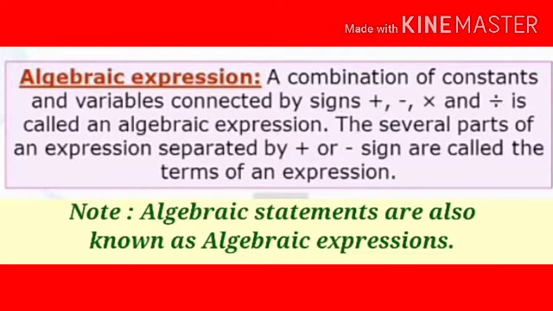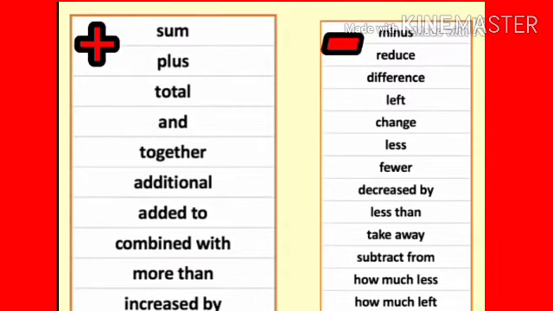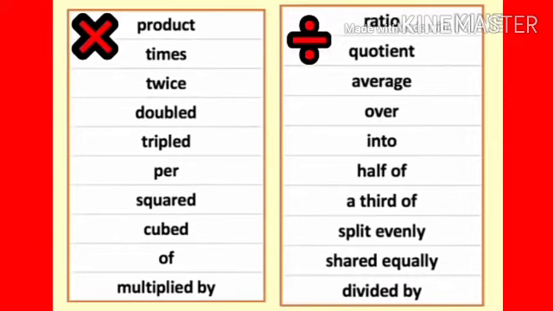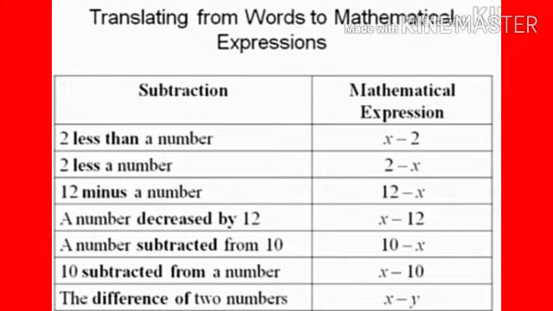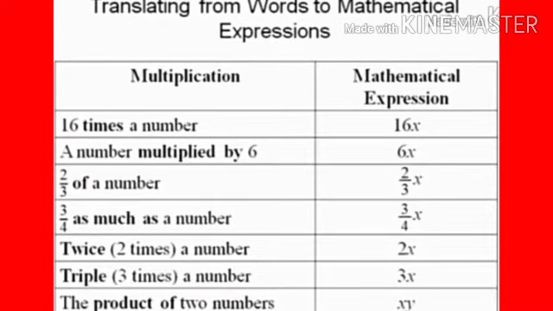A combination of constants and variables connected by signs plus, minus, into and divided by is called an algebraic expression. Several parts of an expression separated by plus or minus sign are called the terms of an expression. Note, algebraic statement is also called an algebraic expression. Students, I have given few examples of converting verbal statements to mathematical expression.